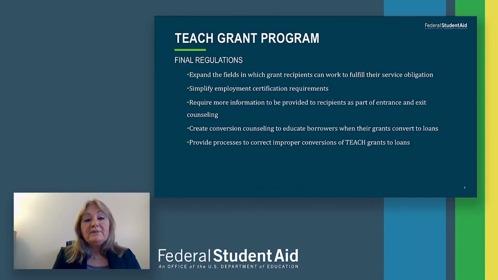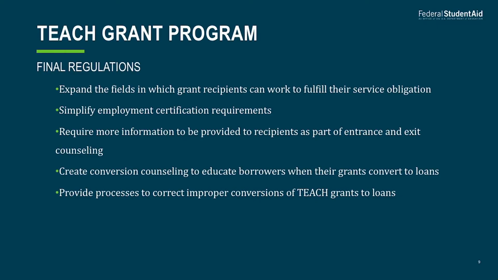To reiterate, the department believes the final regulations will reduce the number of Teach Grants that are converted to direct unsubsidized loans. So, what do the final regulations do? In summary, they expand the fields in which grant recipients can work to fulfill their service obligation. They simplify employment certification requirements. They require more information to be provided to recipients as part of entrance and exit counseling. They create conversion counseling to educate borrowers when their grants convert to loans and provide processes to correct improper conversions of Teach Grants to loans.